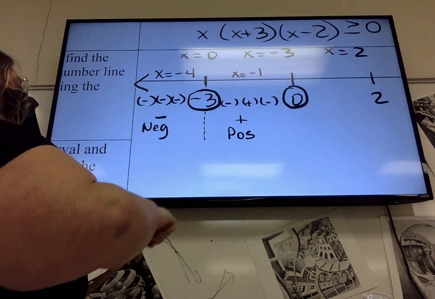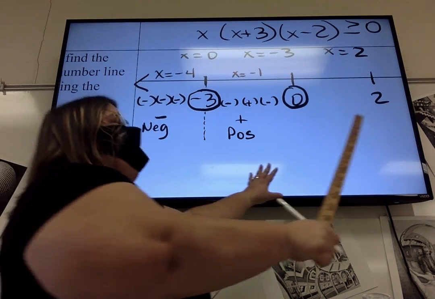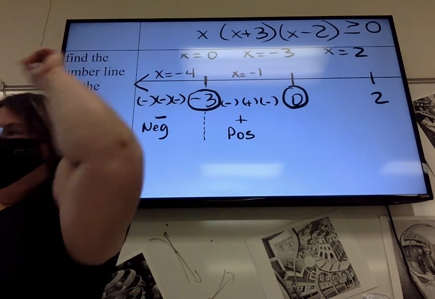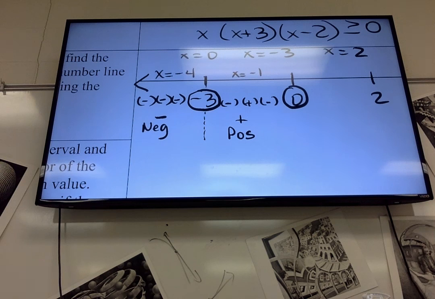All right. So a number between 0 and 2. 1. All right. So if we plug in 1, what do I get? Positive, positive, and negative. So that's negative.